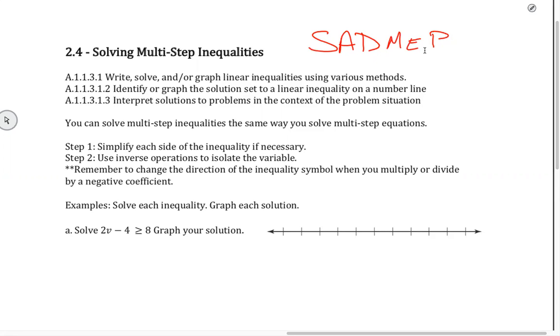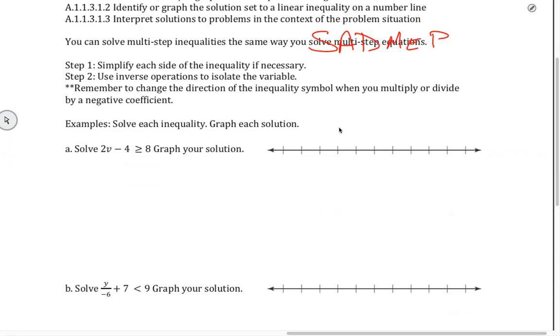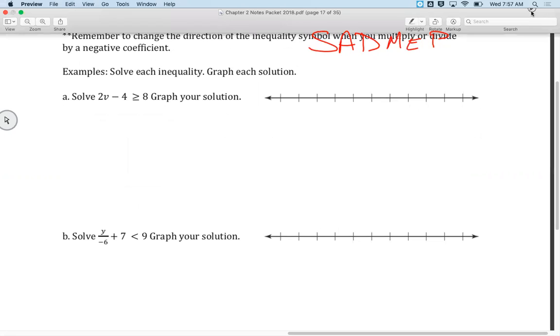Now here we're going to go through and we are going to solve this. Pretty simple and straightforward on this one. Nothing tricky. First thing, I'm going to add 4. So I'm going to treat it just like I'm solving an equation. Got that, Matt? So we have 2v is greater than or equal to 12.